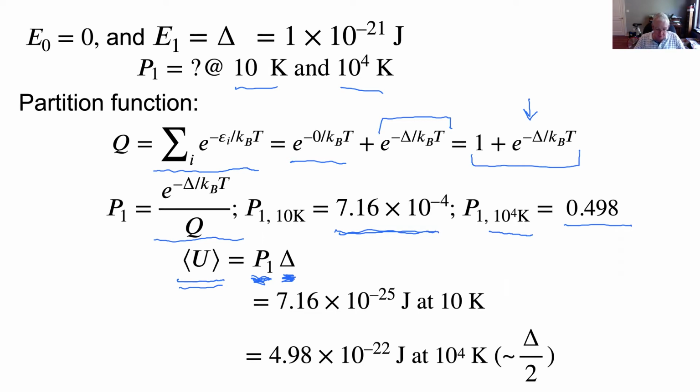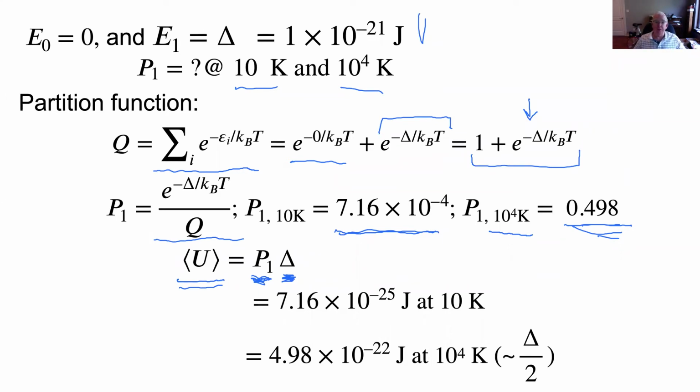If I go to 10,000 Kelvin, I do the same thing. I take now my 0.498 here and multiply it times this number, which is delta. Then I've got 5 times 10 to the minus 22nd power in joules for my average internal energy. If you look at that, that's roughly half of delta. So that says when there's a 50-50 chance, if half the time I'm in the bottom state and half the time I'm in the top state, then the average energy should be right at the center line. And it is now very close to the center line because I'm very close to being in the limit of going to infinitely high temperature at my 10,000 Kelvin point for this.